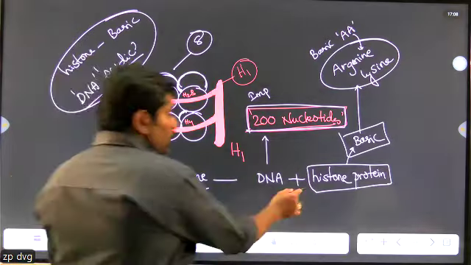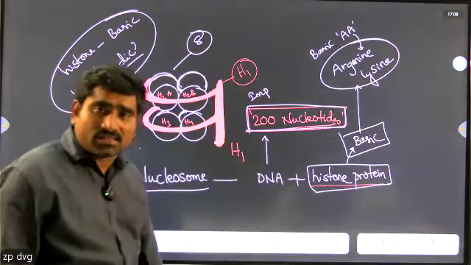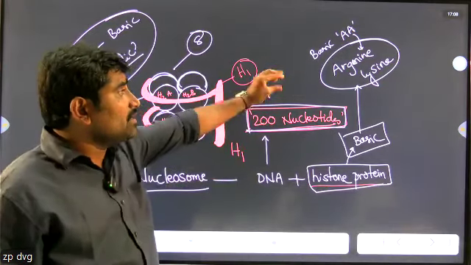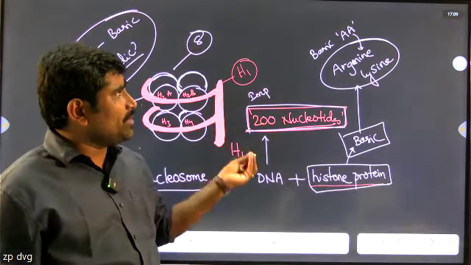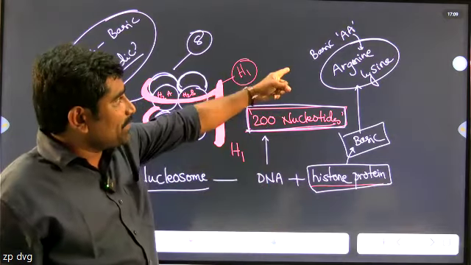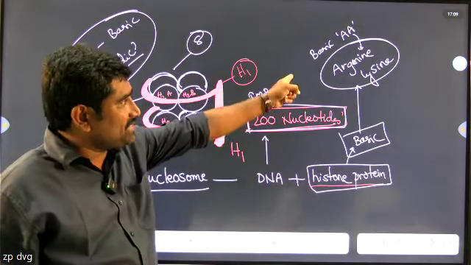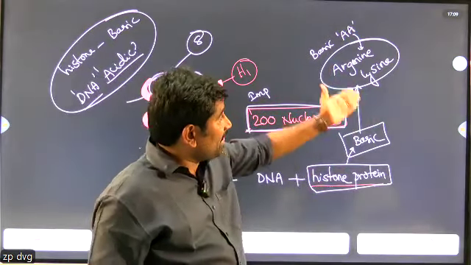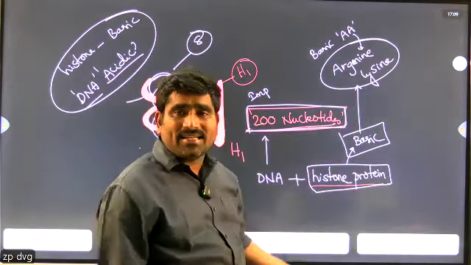Histone proteins are basic in nature, because in first year biomolecules there is a concept of types of amino acids: acidic amino acids and basic amino acids. Arginine and lysine are basic amino acids. So histone proteins are rich in arginine and lysine, so they are basic in nature.